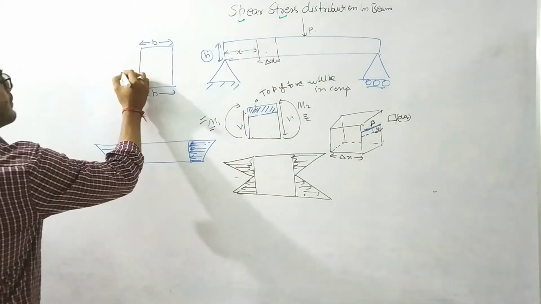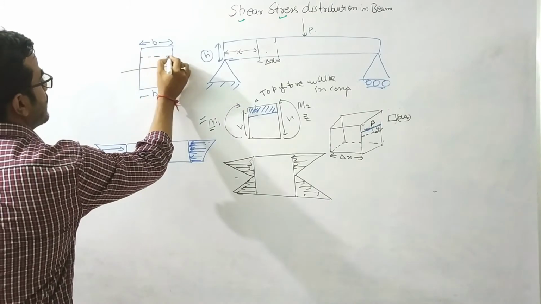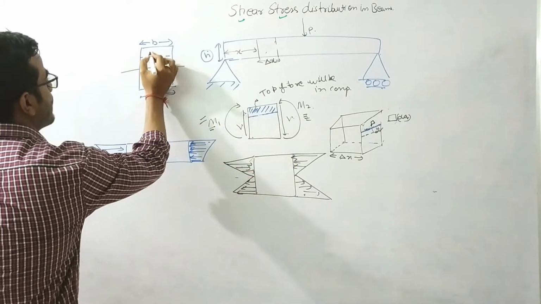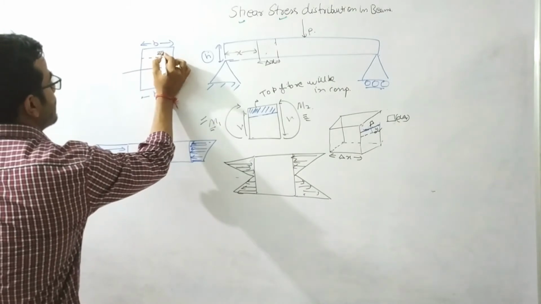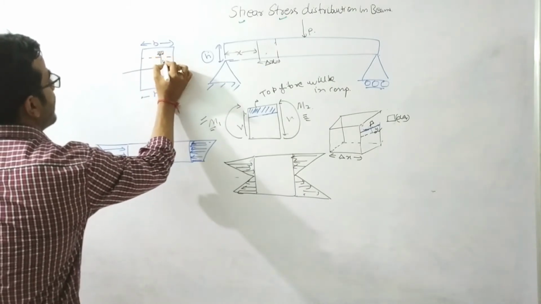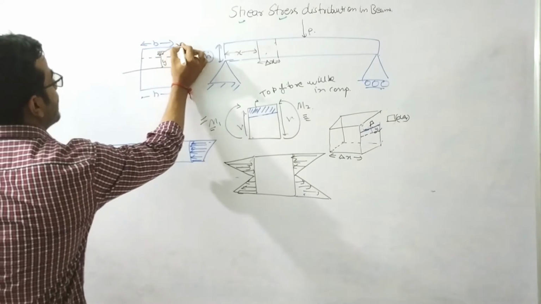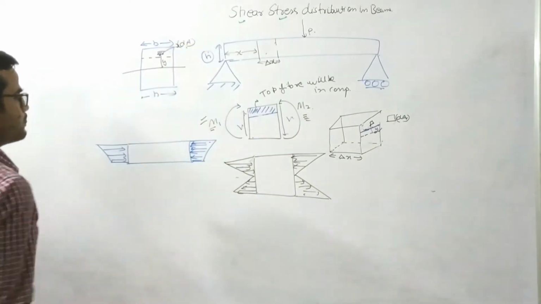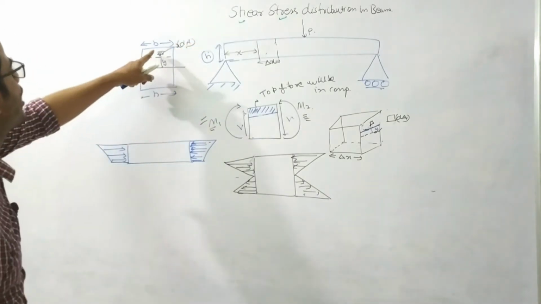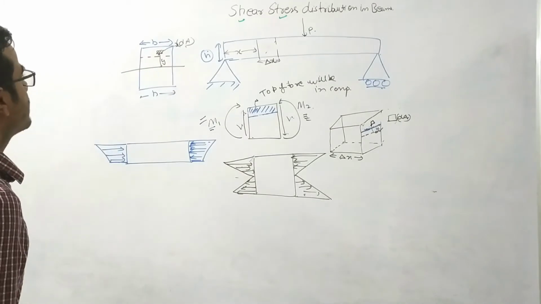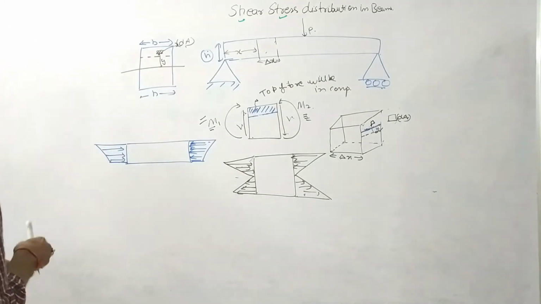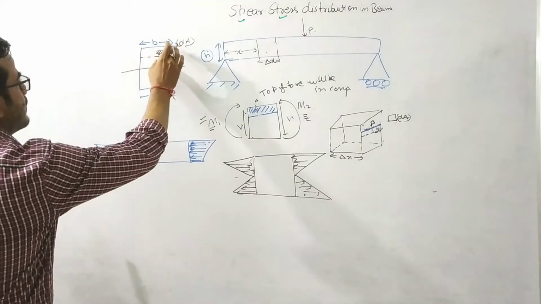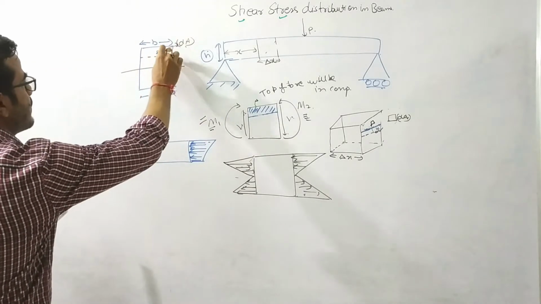Okay, this is my neutral axis. This is the plane which I'm considering, where I will calculate the horizontal shear stress. This is at a distance of y. I'm considering one element of area dA, and I will consider the equilibrium of this portion.